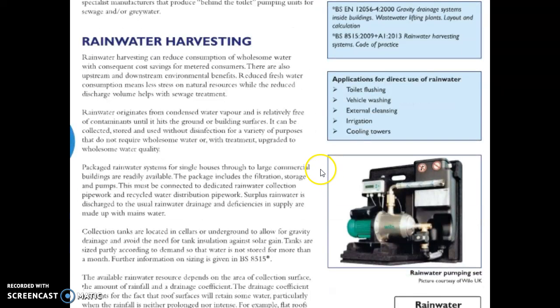Rainwater harvesting, then. We're moving away from, I suppose, the effluent and foul water, and we're moving more onto rainwater now, and there's a variety of systems here that we can use to save money and reuse the water instead of using mains water. I'll talk about that in our next recording.